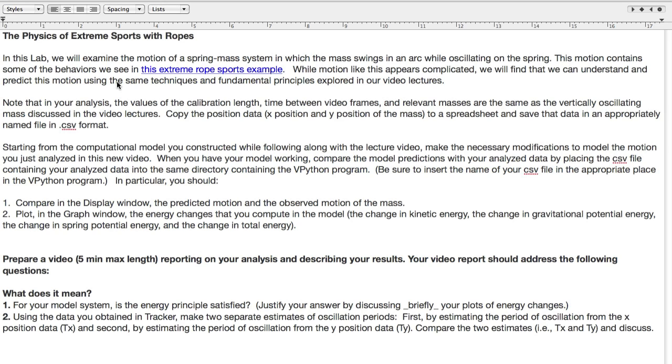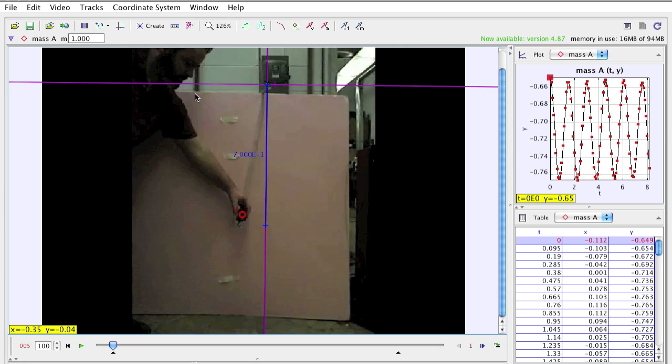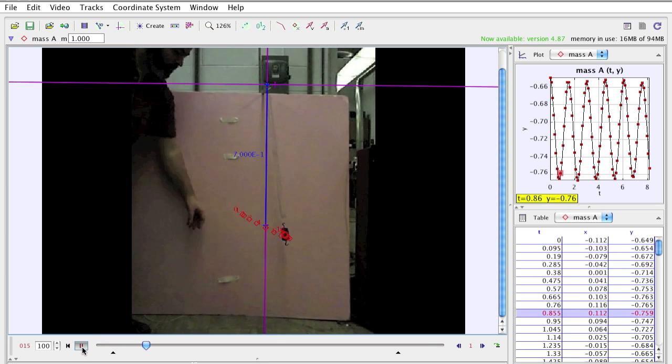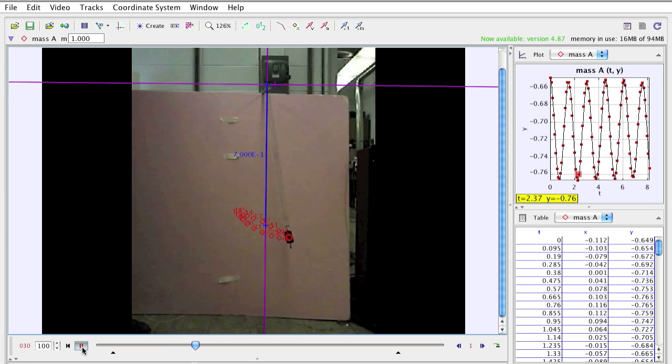Note that in your analysis, the values of the calibration length, time between video frames, and relevant masses are the same as the vertically oscillating mass discussed in the video lectures. Here in Tracker, we use the same calibration stick and axis orientation as in our video lectures. We plotted every point along the rotation, and we save these points into a CSV file by copying them and putting them into Excel.